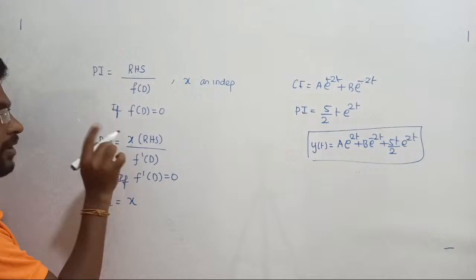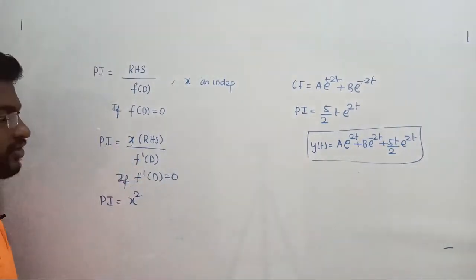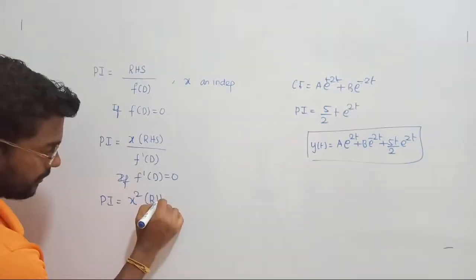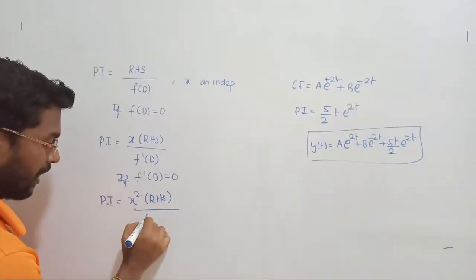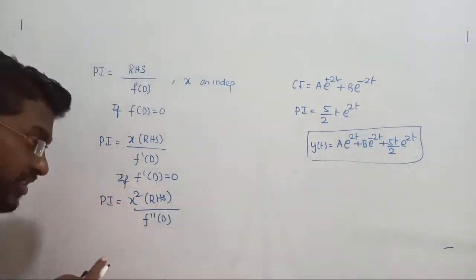Already it was being multiplied by one independent variable x. If you multiply again by another independent variable, it will become x square into RHS. Go to the denominator, again take 2 times differentiation. Again I am substituting the value, once again I am getting 0.